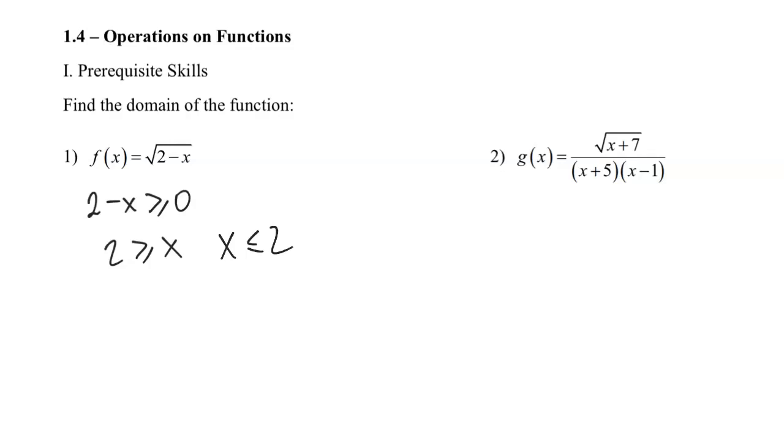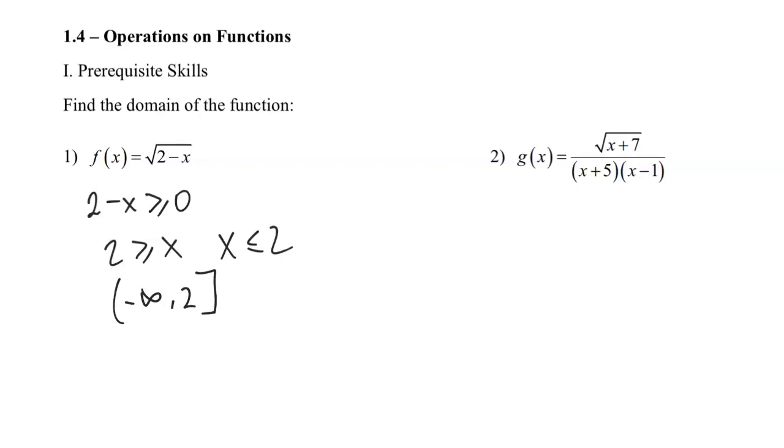And so if you're going to write that in interval notation, which we want to do, we need all of the x's that are less than 2 or equal to 2. And so that would be negative infinity to 2, with a bracket to indicate that we're going to include 2 in our answer.